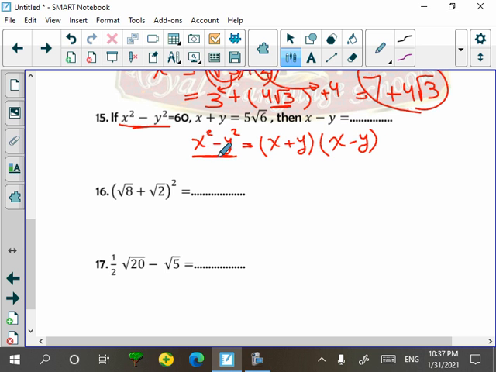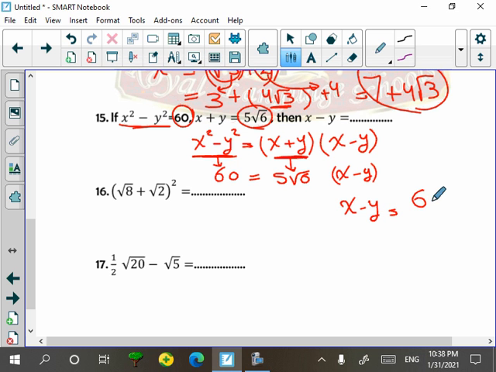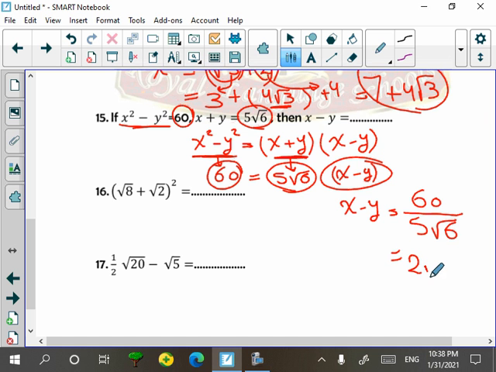x power 2 minus y power 2, from the given, equals 60, which equals x plus y, which equals 5 root 6, times x minus y. Then we can say that x minus y equals 60 divided by 5 root 6. So x minus y will be 60 divided by 5 root 6, which equals root 6.